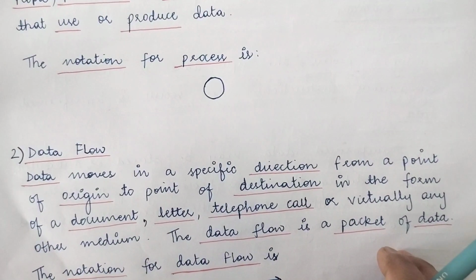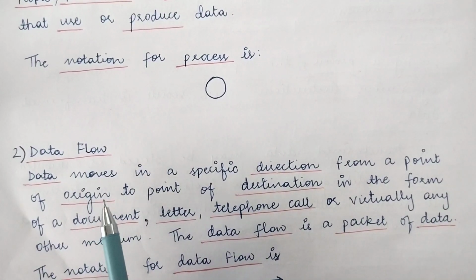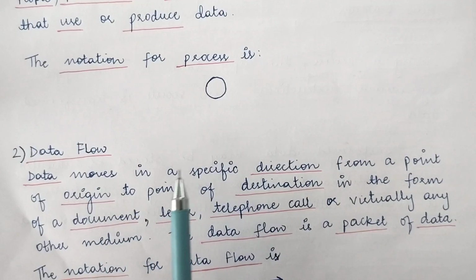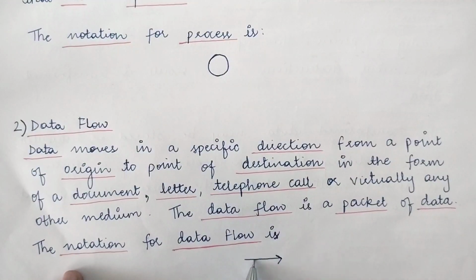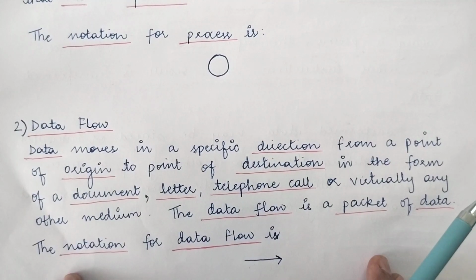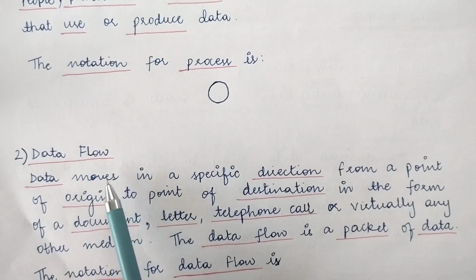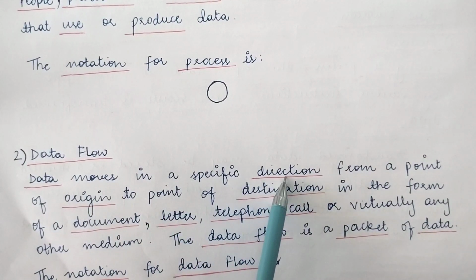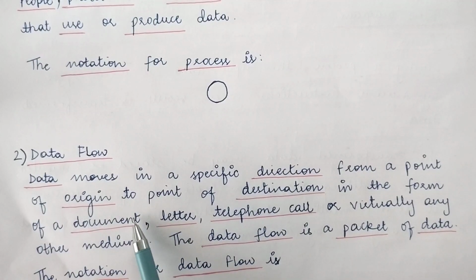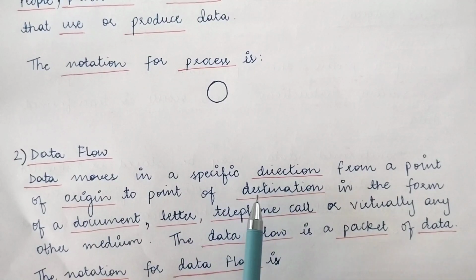Then the second important element of a data flow diagram is the data flow itself, which, as I told you, is represented by directed arrows like this, and it is basically telling you about the flow of data. That means in which direction the data is flowing, from which entity to which other entity, or from which entity to which particular process. So when I say data flow, we know that data moves in a specific direction from a point of origin to a point of destination. The point from where the data is flowing is known as the point of origin, and the point to which it will go is known as the point of destination.